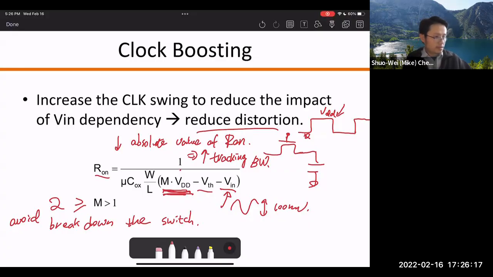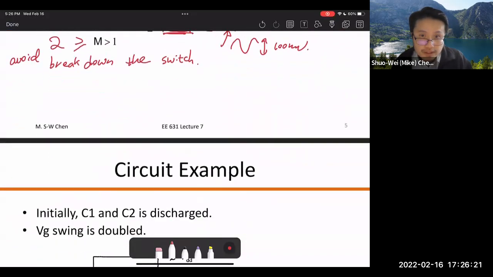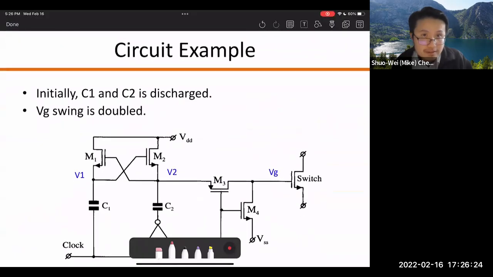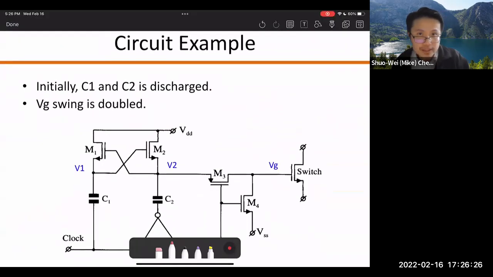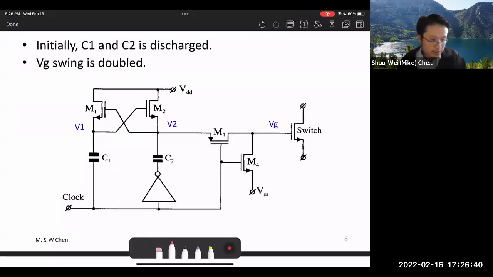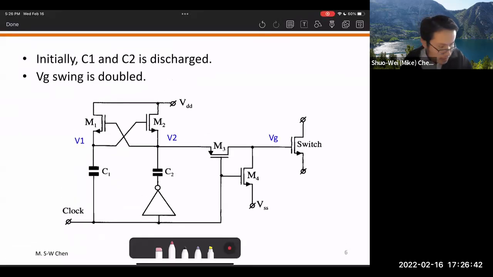Okay, so that's the clock boosting concept. The question now is, how do we actually do it? Here's one example. There are, of course, different ways of doing this, but this is a very typical way of implementing clock boosting. The circuit is as follows. The incoming clock is here on your bottom left. The clock here is 0 to VDD.